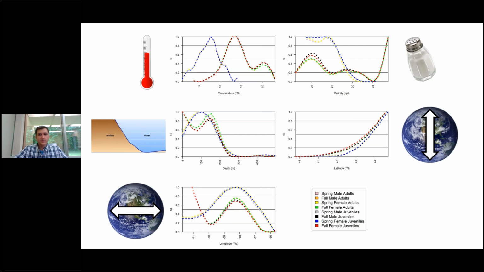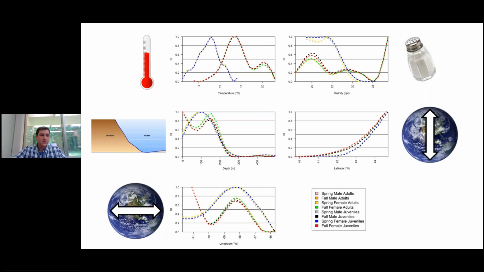Now, these are relationships of lobster to each of the 5 parameters we looked at: temperature, salinity, depth, latitude, and longitude. We did individual analyses for different seasons, spring and fall, sexes, male and female, and life stages, adult and juvenile, because we expected differences between these subgroupings. So we ended up with 8 total combinations. For example, adult males in the fall or female juveniles in the spring.